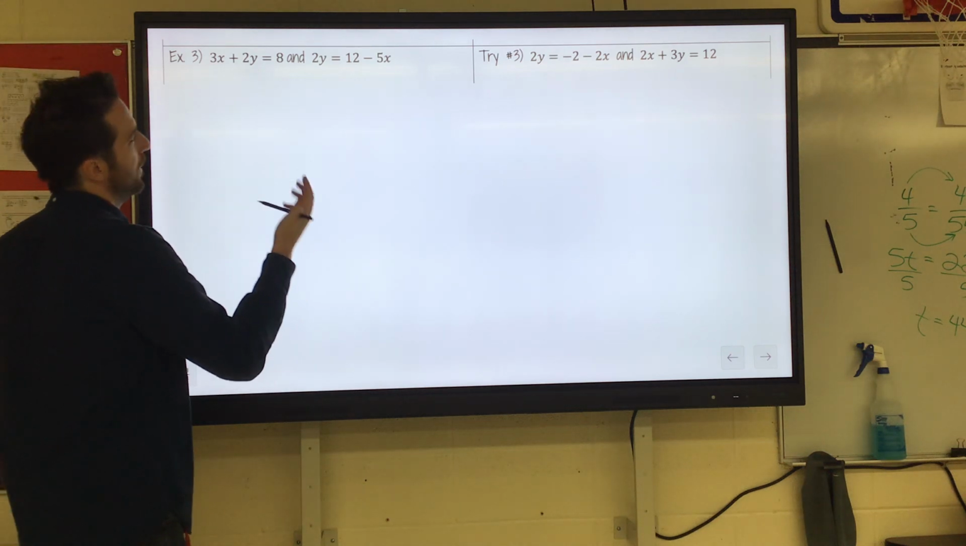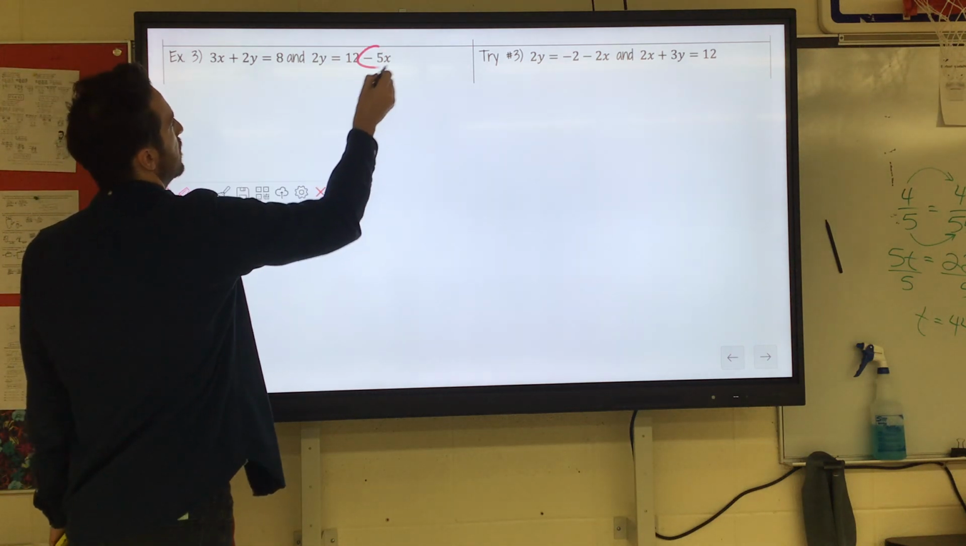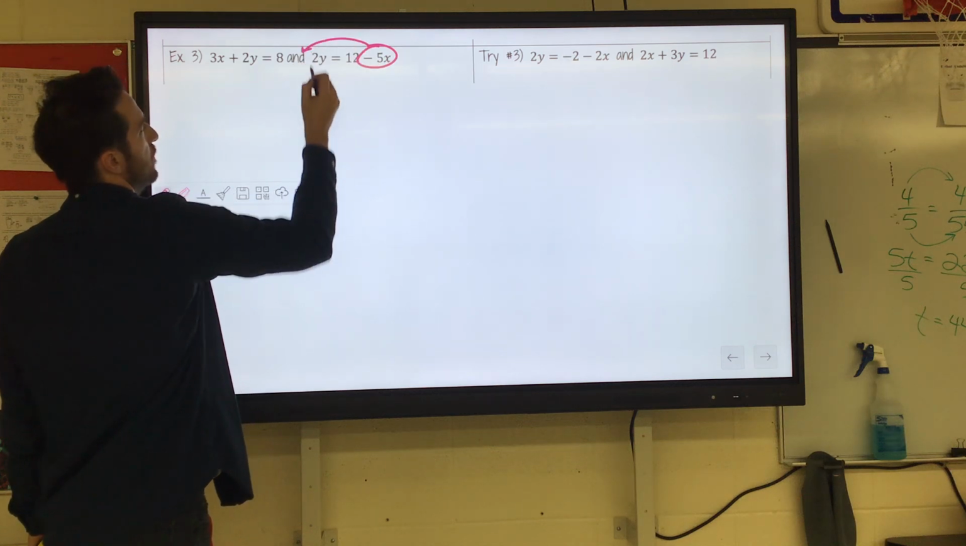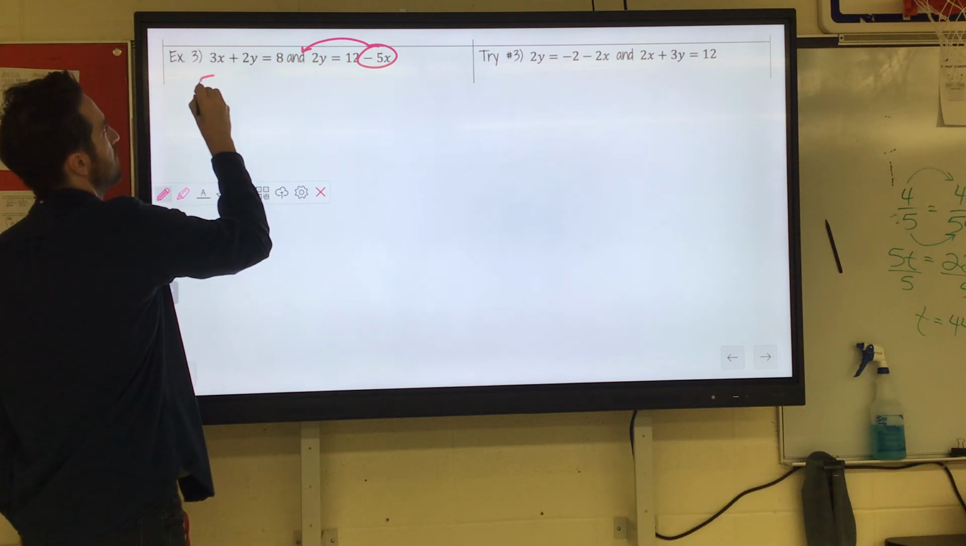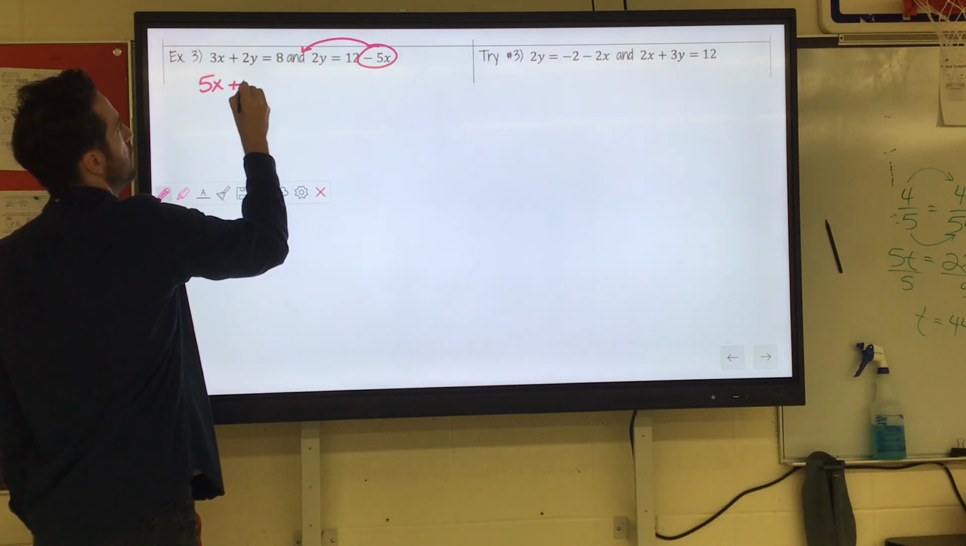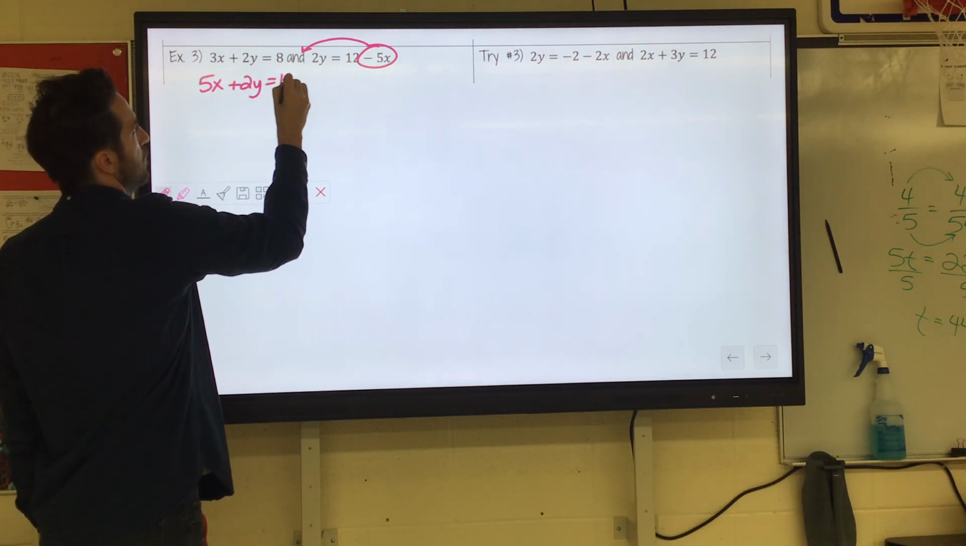We got to do some rearranging. So like here, we want the x on the other side with the y. So we'd have to add it to the other side. So it'd be positive 5x plus 2y equals 12.